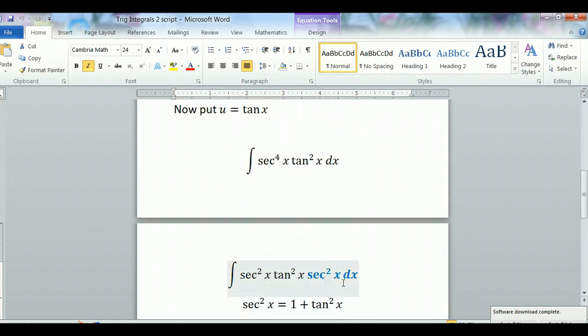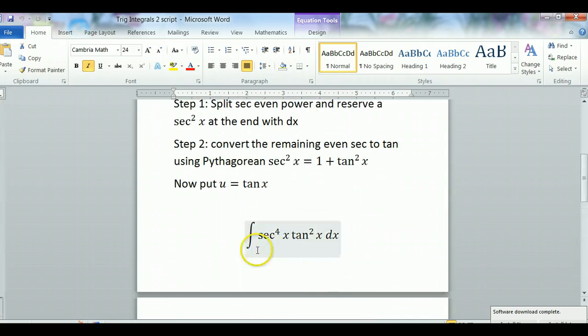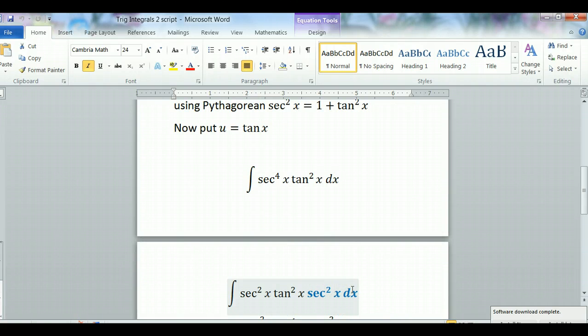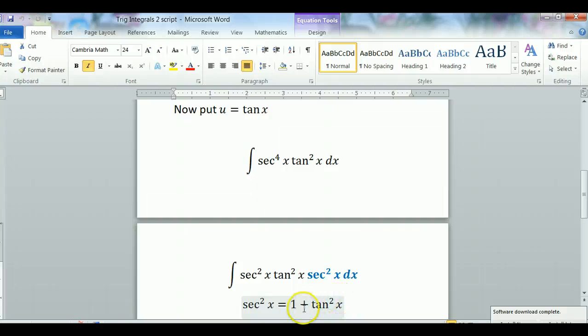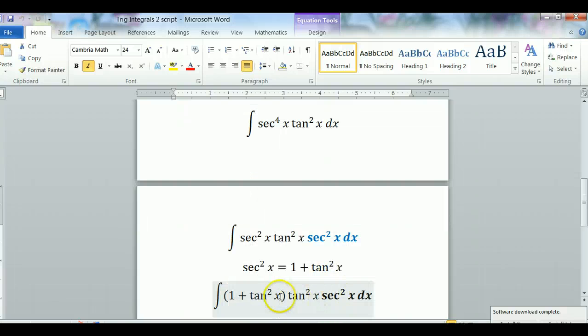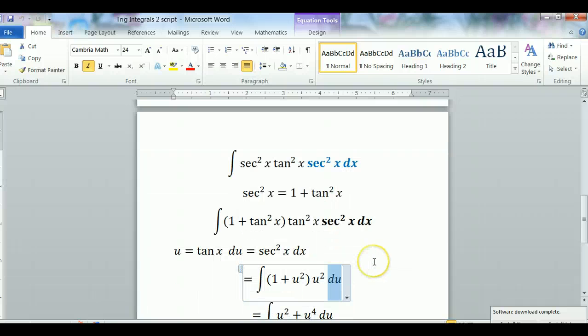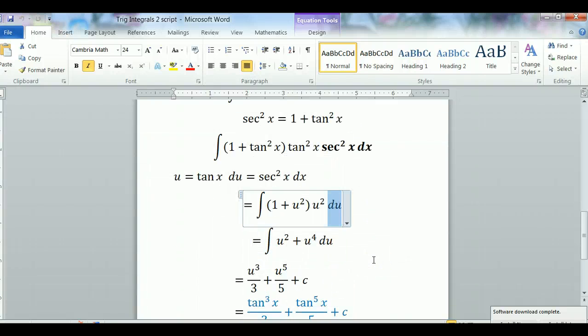Now before I leave, let me just rush through the technique again. What we did was we have an integral which is secant to an even power. We separated a secant squared this time and threw the secant squared to the end. So when we throw a secant squared to the end, we are left with another even power here. Then we use Pythagorean to convert that into tangent, and then once it is converted, we put u equals tangent, which will take care of the leftover part, and then we will have a simple integral involving u.